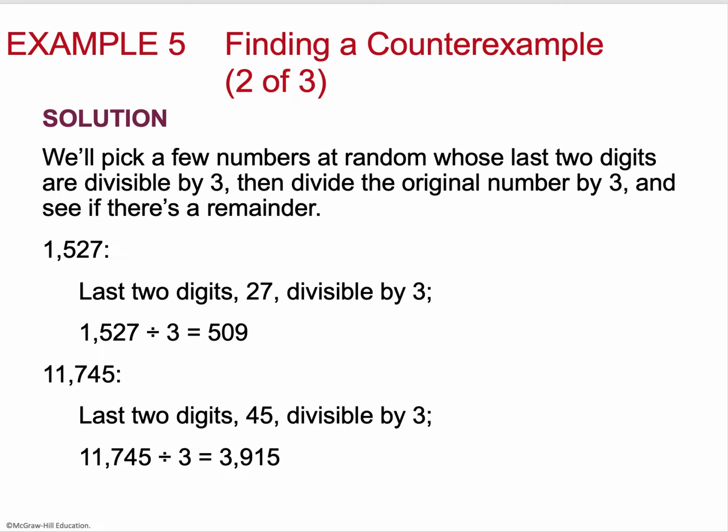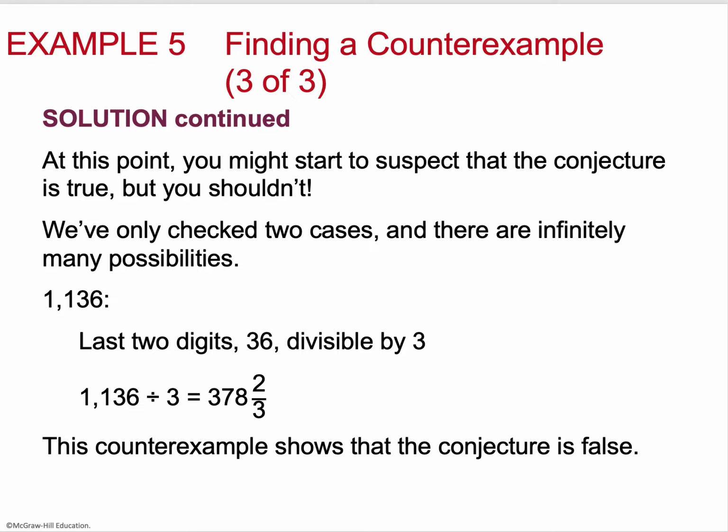Well, then I try again, okay? This time, I get 45. 45 is divisible by 3, and the actual whole number is divisible by 3. So at this point, I would suspect that it's true. Now, we haven't yet done anything where we see that it's false.